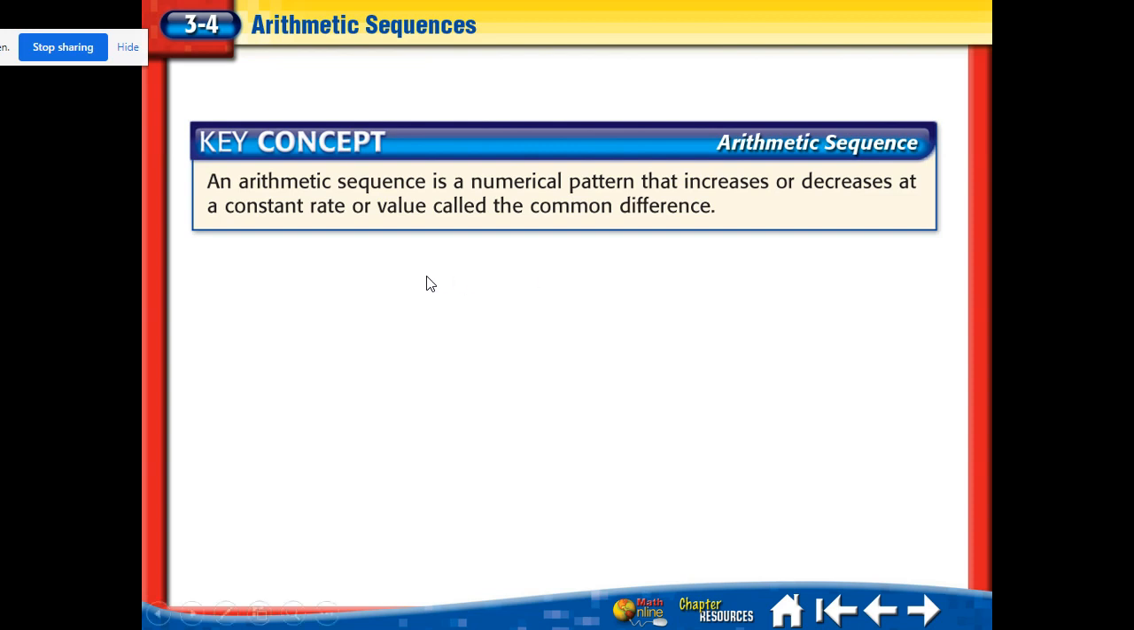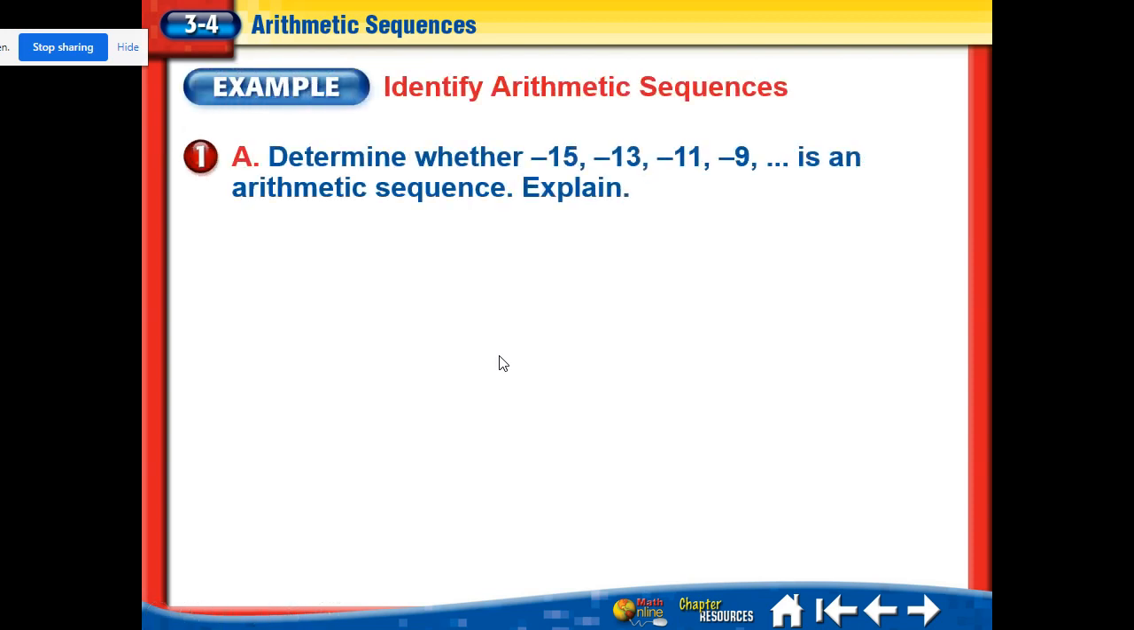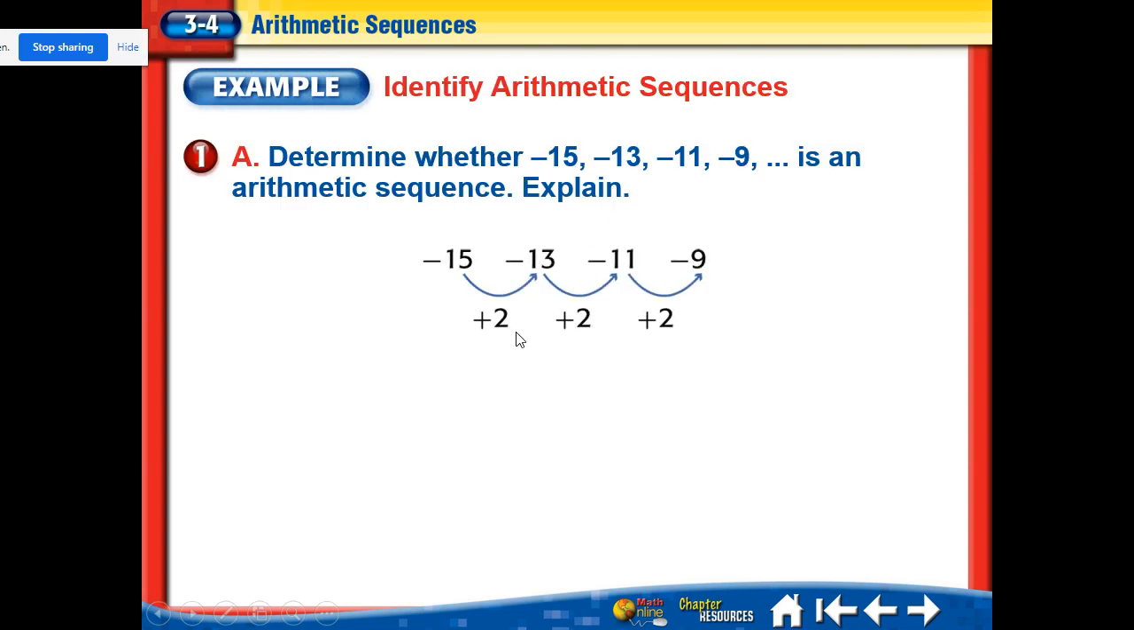All right, so let's take a look at a couple and see if they are in a pattern or not, if we can tell. So the first part is going to be just, can we tell if they're in a sequence? So negative 15 to negative 13 to negative 11 to negative 9. So how do we get from negative 15 to negative 13? Well, we add 2, and then we add 2 again, and then we add 2. Because this is the same going all the way across, this is a sequence.